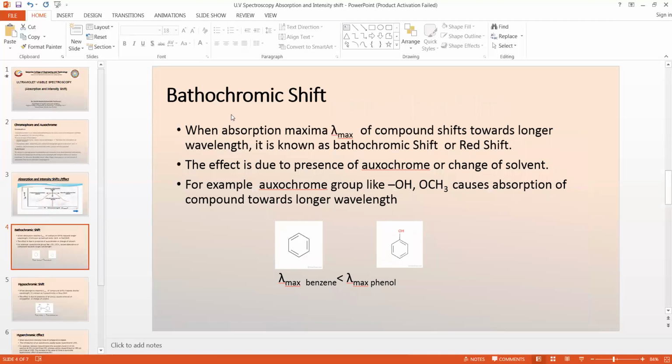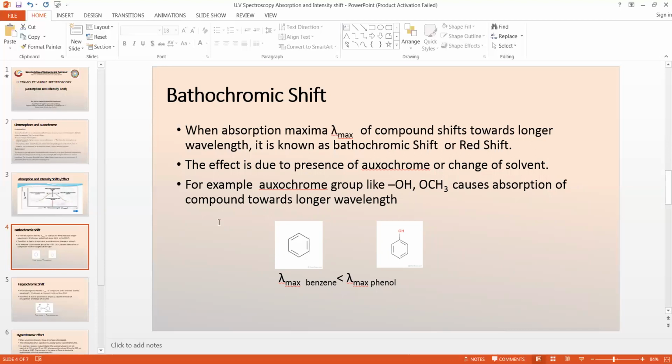First of all, we will discuss bathochromic shift or effect. Bathochromic shift means when the absorption maxima, that means lambda max of a compound, shifts towards longer wavelength. It is also known as red shift. And bathochromic effect or shift takes place due to the presence of an oxochrome or a change in solvent. For example, oxochromic groups like OH, OCH3 cause absorption of the compound towards longer wavelength.